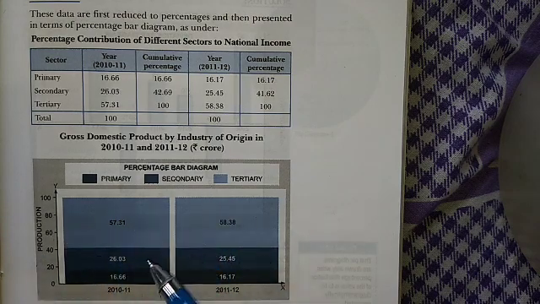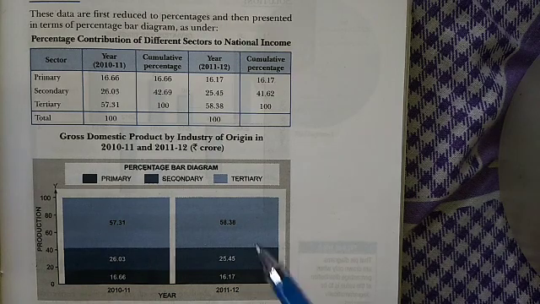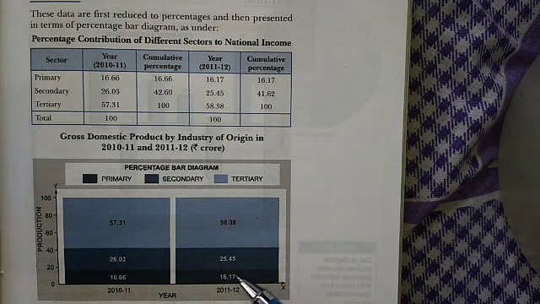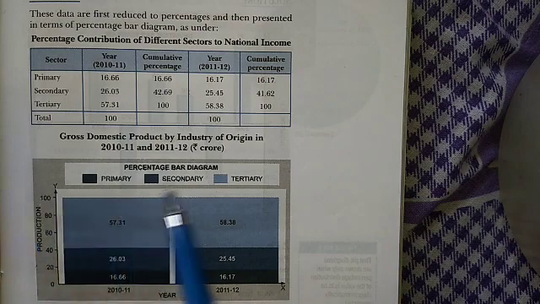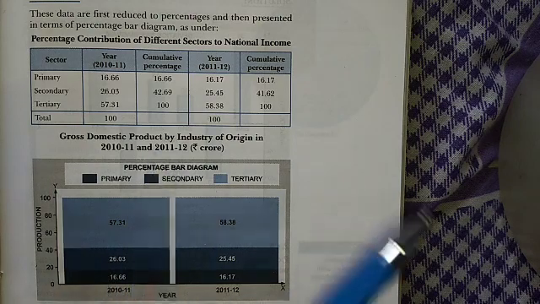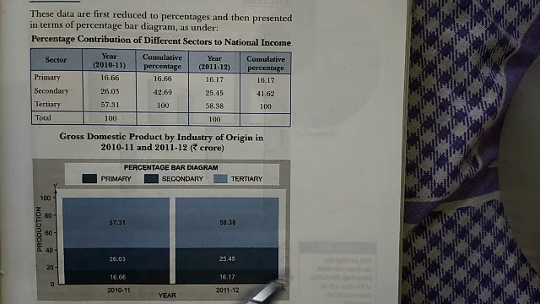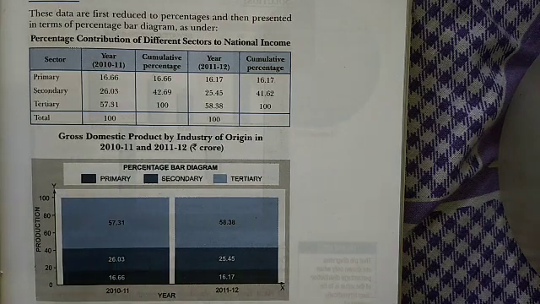Now in 2011-12, the primary shows 16.17, secondary shows 25.47, and tertiary shows 58.37. Now this is the percentage bar diagram. Percentage bar diagrams are those diagrams which show simultaneously different parts of the values of the set of data in terms of percentage.